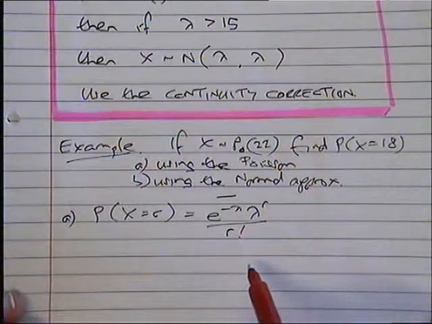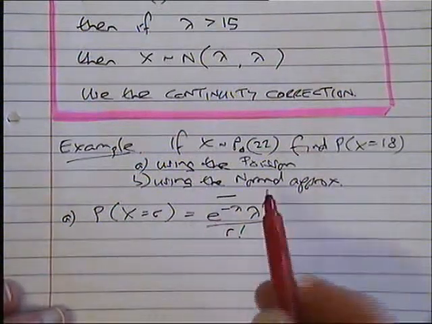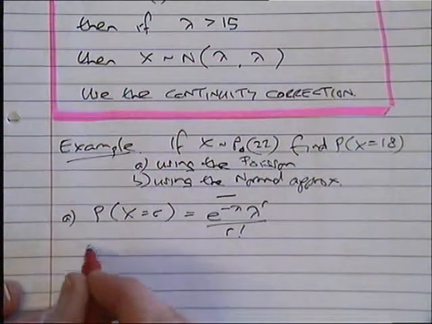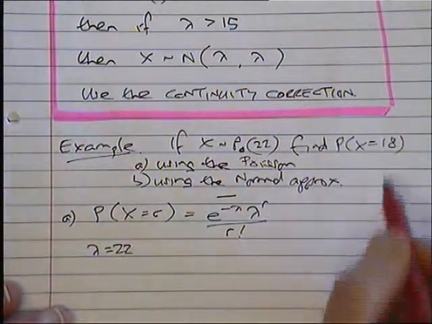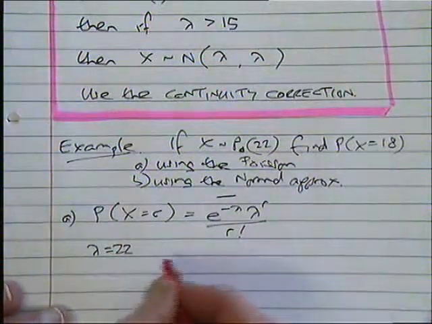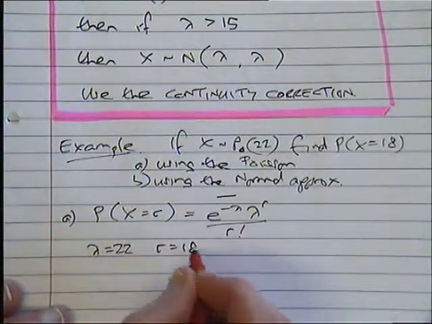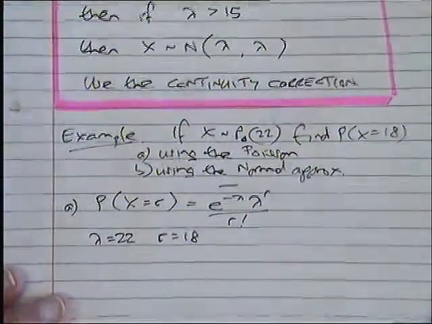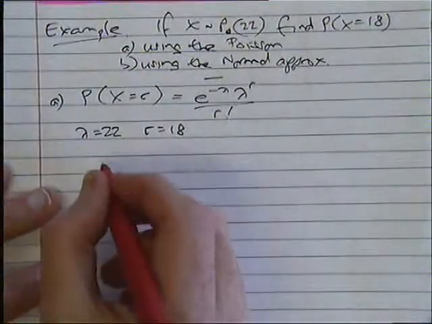So we've got the formula for the Poisson. In this question we said lambda is 22, and we find the probability that x is 18. I've used r here, it doesn't really matter what letter. So my r is 18. So if I'm doing this in part A using the Poisson distribution, I just bung my numbers in.